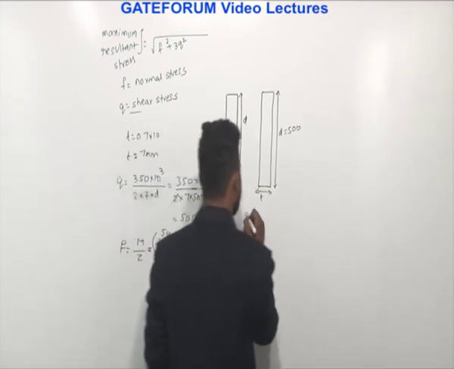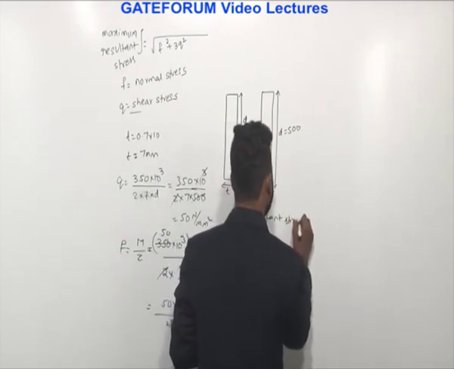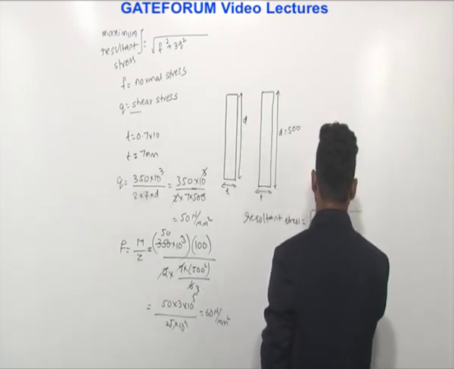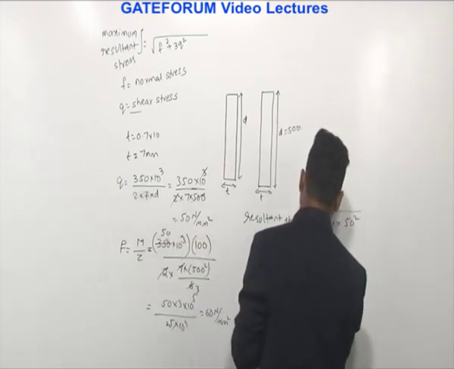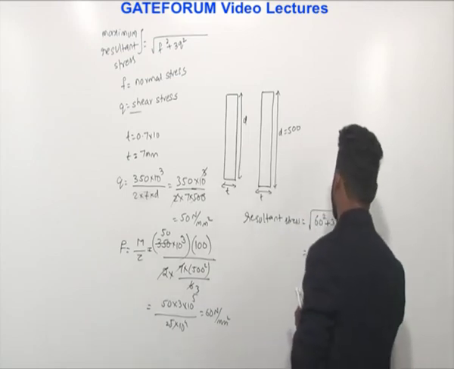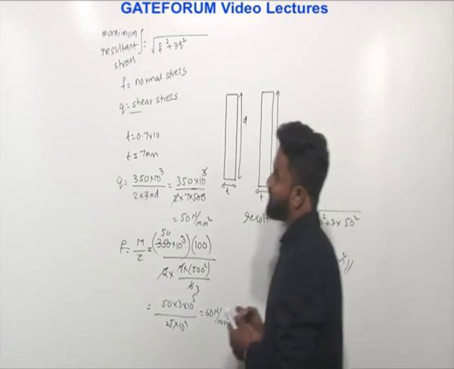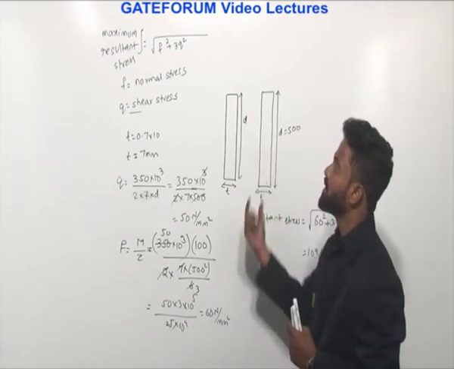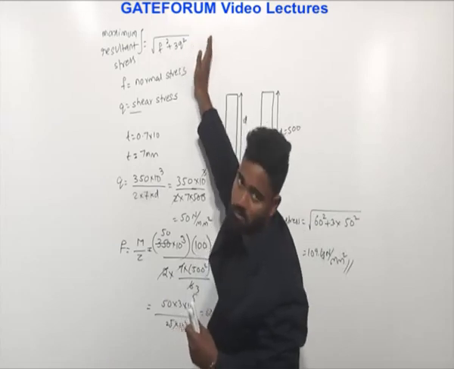So finally the resultant stress is equal to under root of 60 square plus 3 times Q, which is 50 square. So approximately you will get 109.4 Newton per mm square, as he is asking for 1 decimal. So very simple, you just have to analyze this one, and all these formulas are from the code, so you have to remember this.